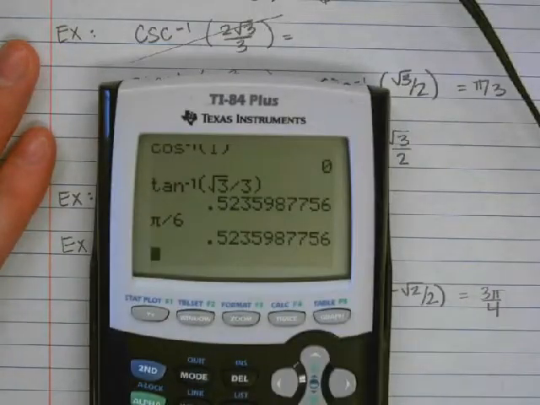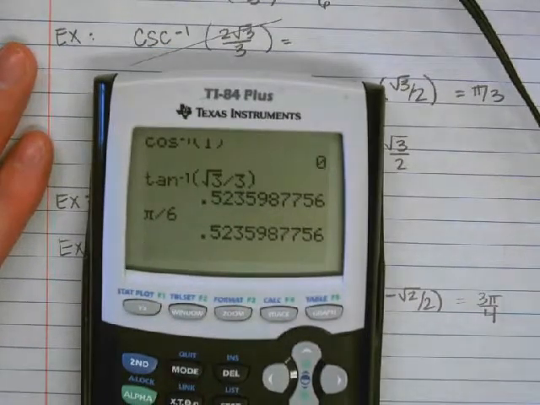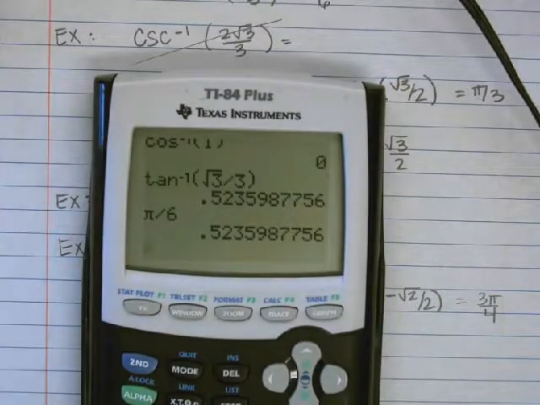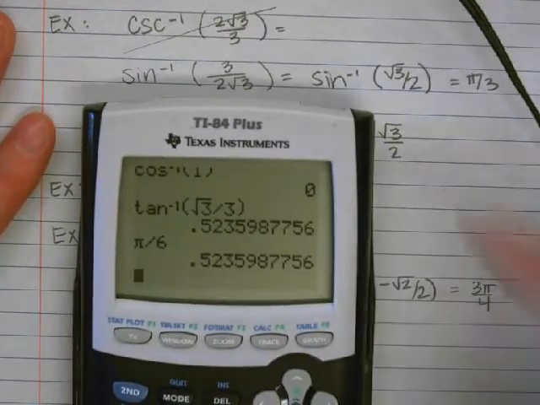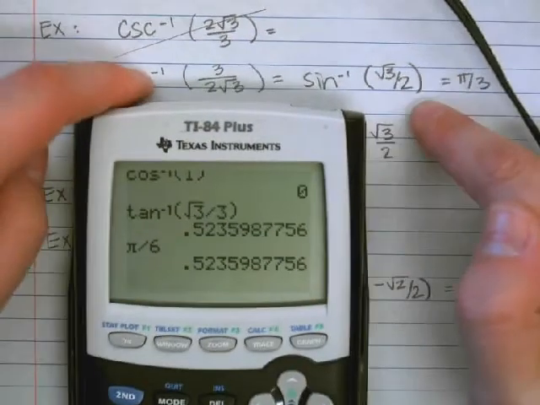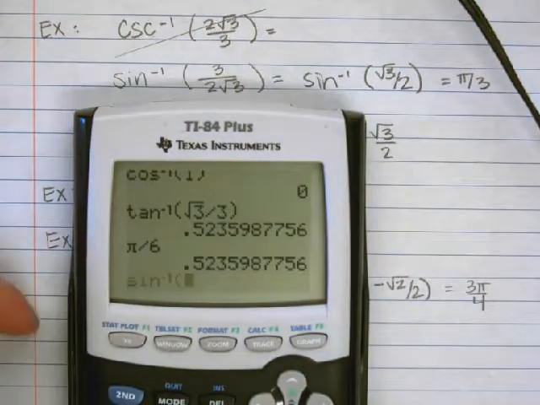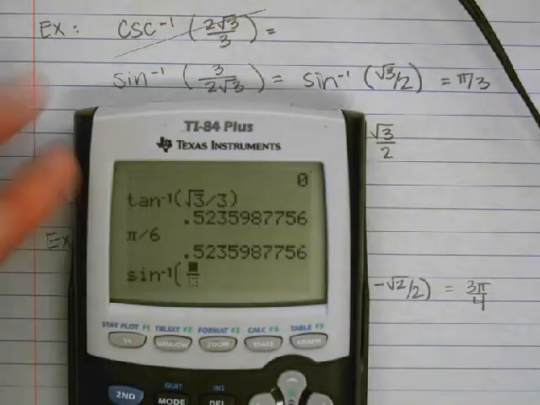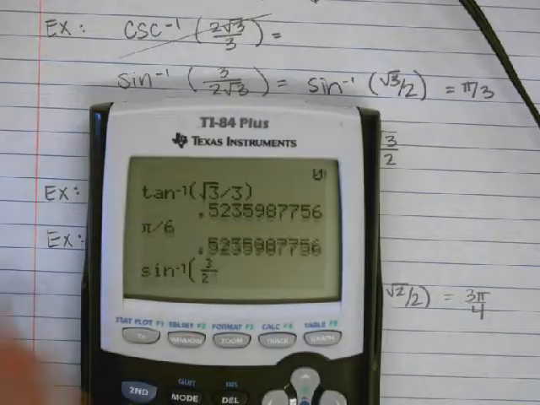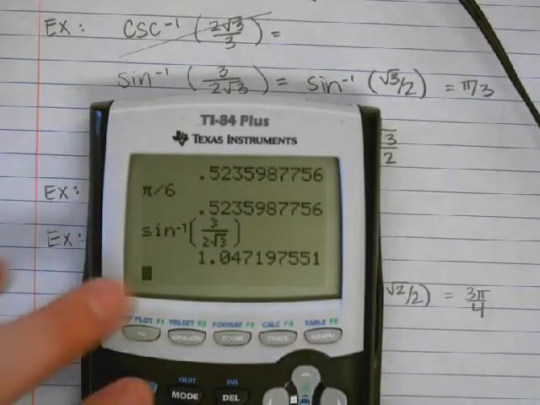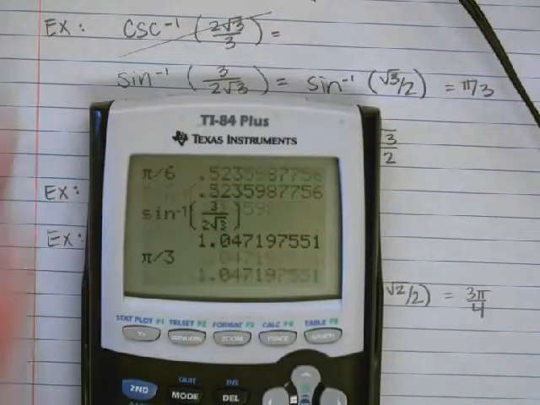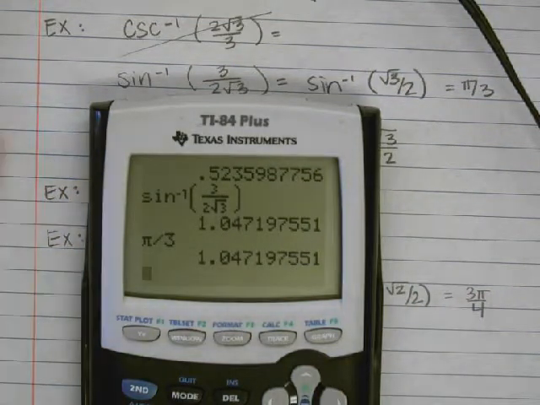With cosecant inverse, you cannot plug in cosecant inverse into your calculator because there's no cosecant button. So to be able to plug it in, we have to do sine inverse, and you should be able to type in either one of these. So if I did sine inverse and I wanted to type in 3 over 2 square root 3, and then type in pi thirds to make sure I got the right answer, my decimals match.